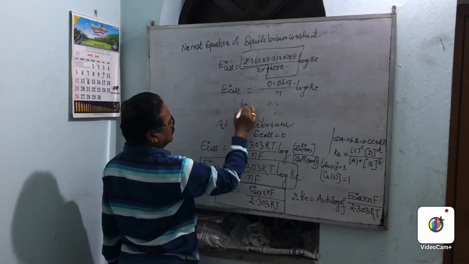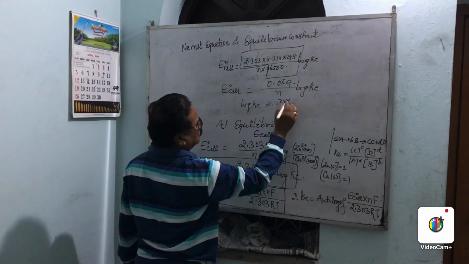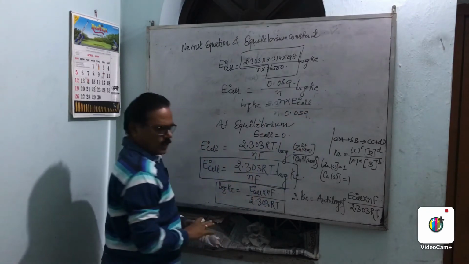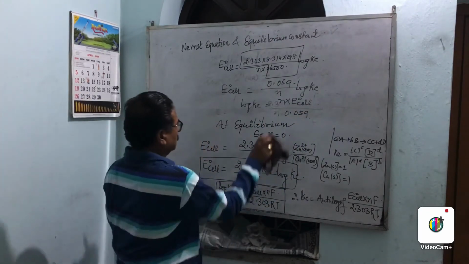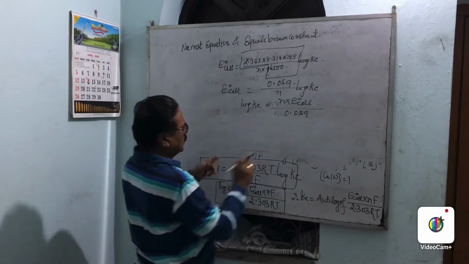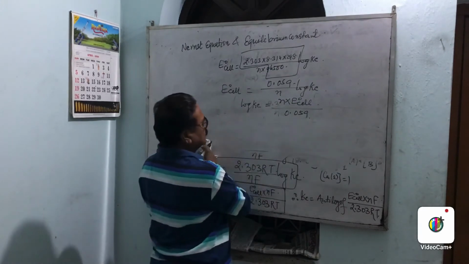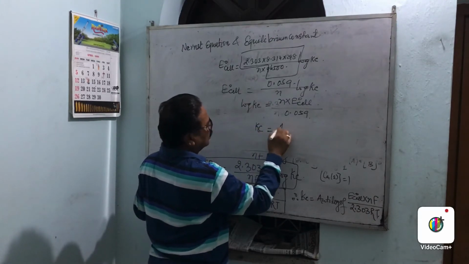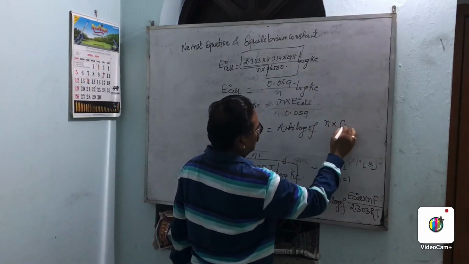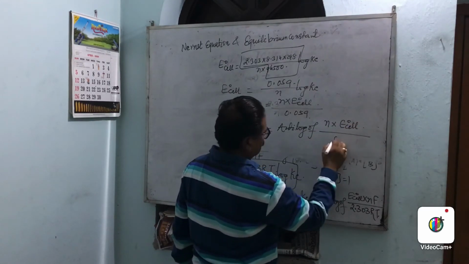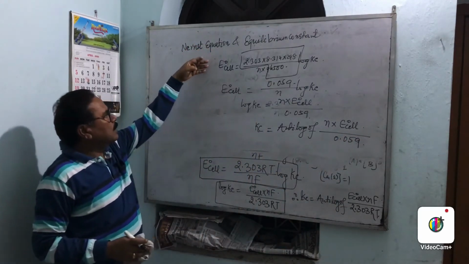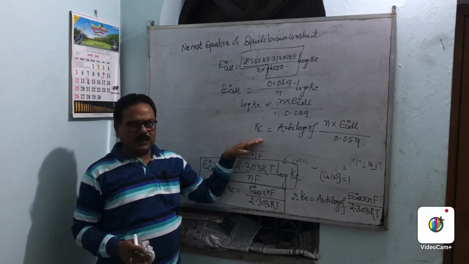So we can write here log Kc is equal to n into E naught cell by 0.059. So Kc is equal to the anti-log of n into E naught cell by 0.059.